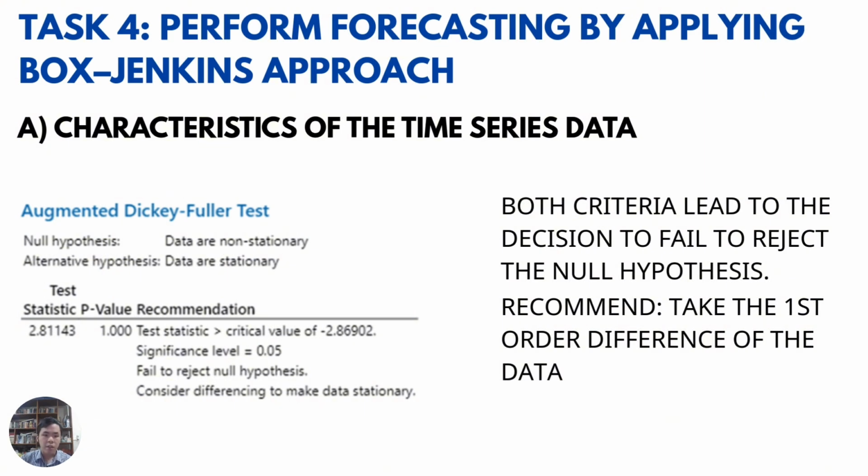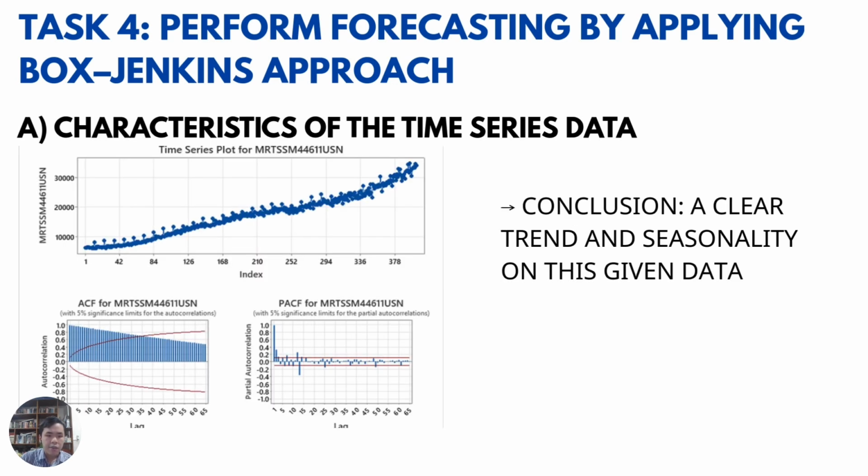We can see that the test value is about 2.81, while the critical value is around 2.86, and the significance level is 0.05, while our p-value is 1. So both of these criteria lead to the decision not to reject the null hypothesis. So this means the data is still not stationary. So we have to take the first order differencing of this data. As we can see in the time series plot, we can still see a clear pattern of trend and seasonality in the given data. You can see that the ACF is actually going down quite slowly.